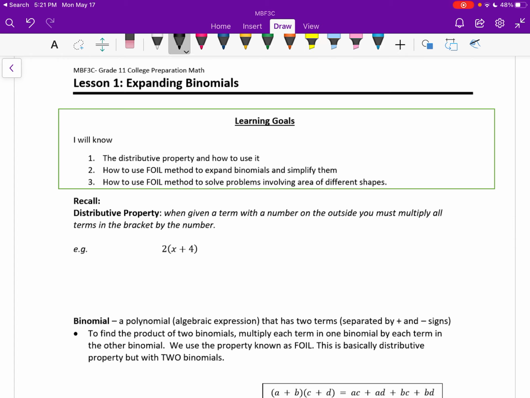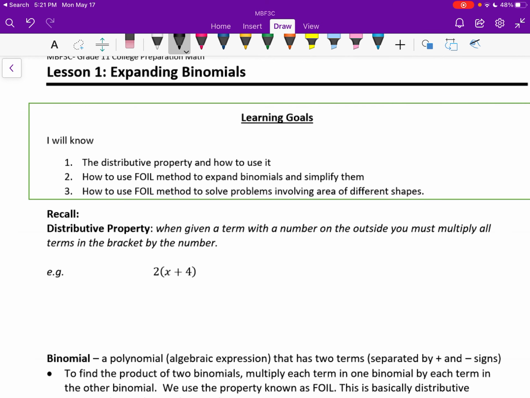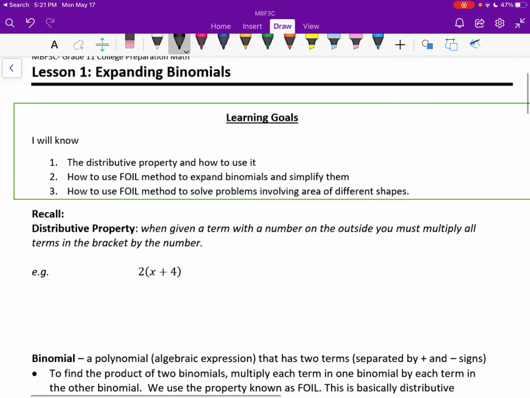So, lesson 1, expanding binomials. By the end of this lesson, you'll know what the distributive property is and how to use it. You'll know how to use the FOIL method to expand binomials and simplify them. And then you'll know how to use the FOIL method to solve problems involving area of different shapes.